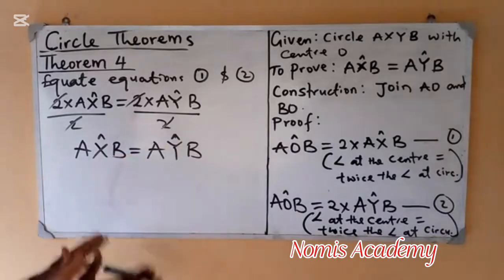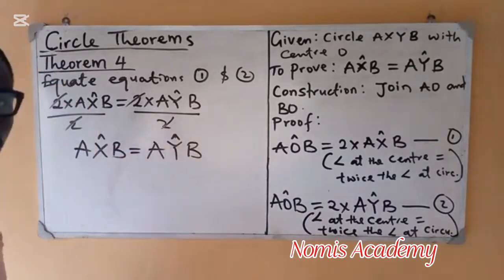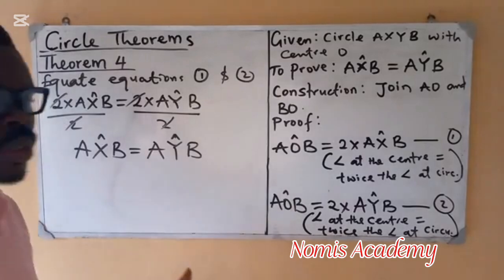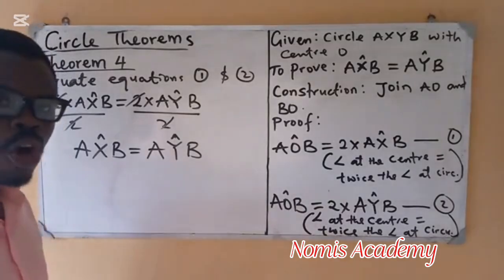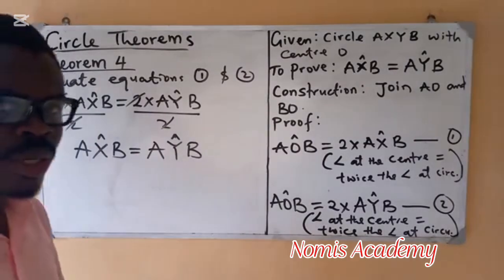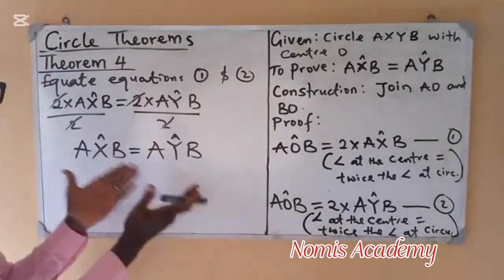So this is the proof to Theorem 4. Once again, we say that the angles formed by a chord or an arc at the same segment of a cycle are equal. So this is the proof.